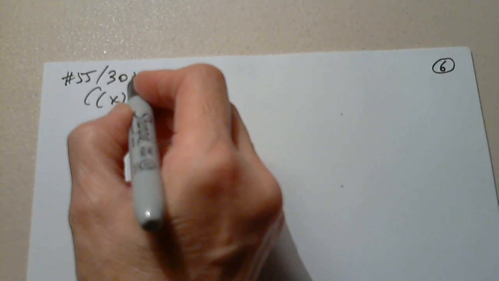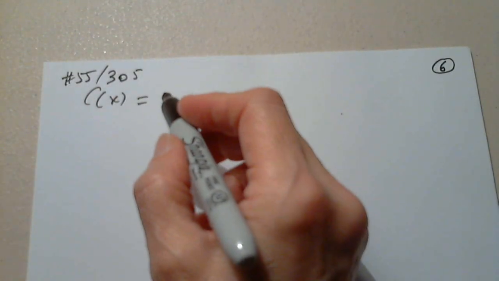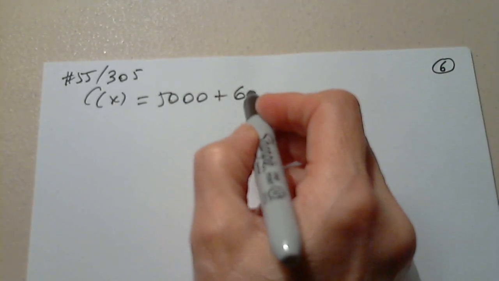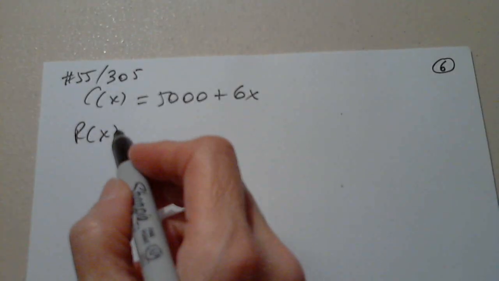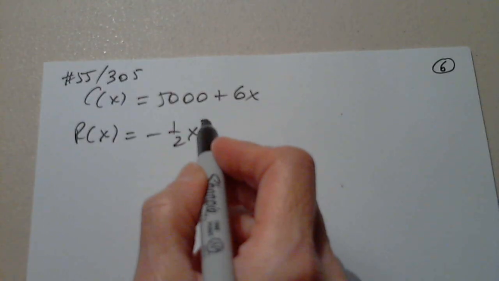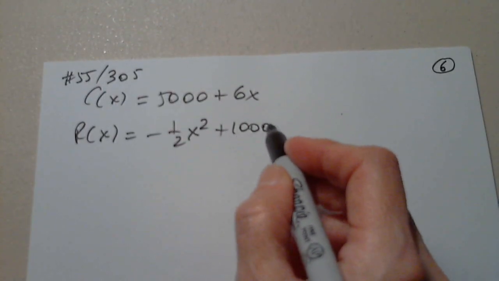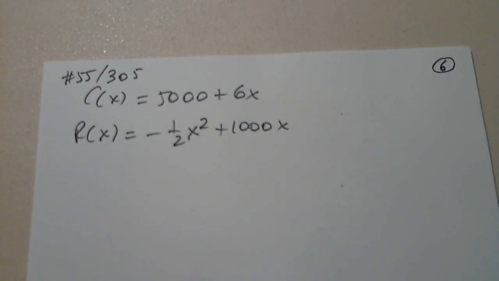I don't want to forget, Thursday we will continue on our final exam review. So we have C of x, this is problem 55, and the page is 305. So C of x is 5,000 plus 6x, and R of x, the revenue, is negative 1/2 x squared plus 1,000x. Find the total profit function, and then find the average profit function.